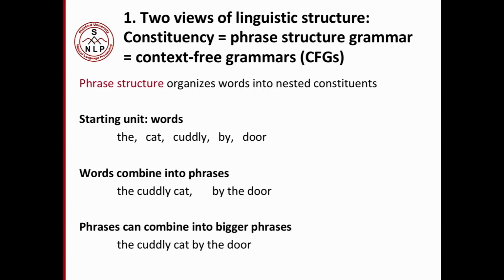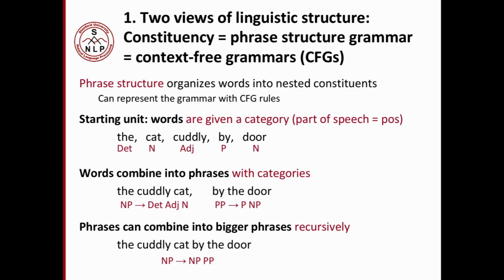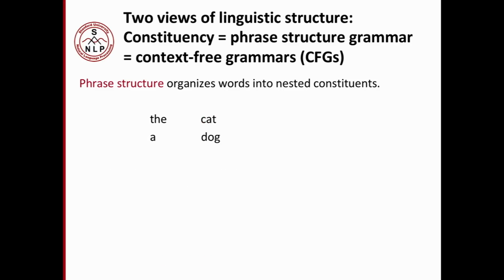So the idea of phrase structure is to say that sentences are built out of units that progressively nest. So we start off with words, that, cat, cuddly, etc. And then we're going to put them into bigger units that we call phrases, like the cuddly cat by the door. And then you can keep on combining those up into even bigger phrases, like the cuddly cat by the door. Okay, that's that. So how does this work?